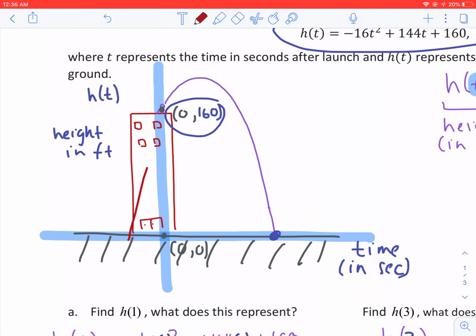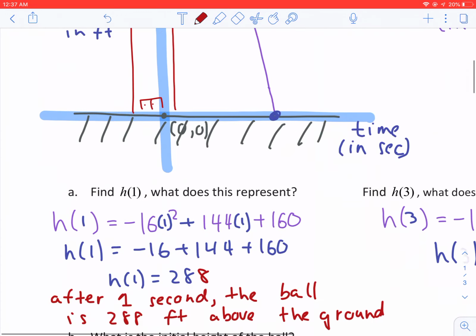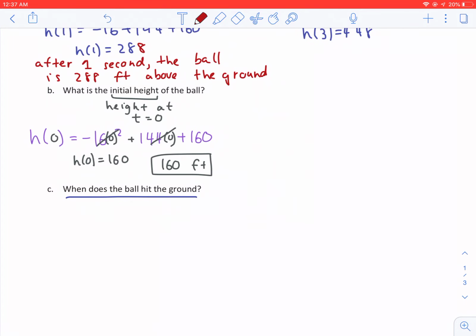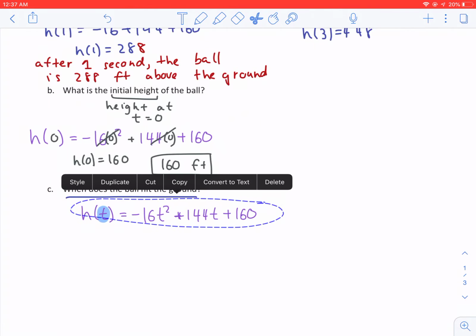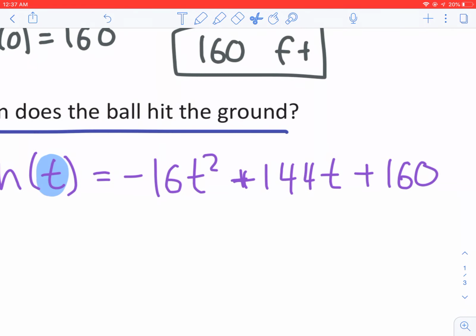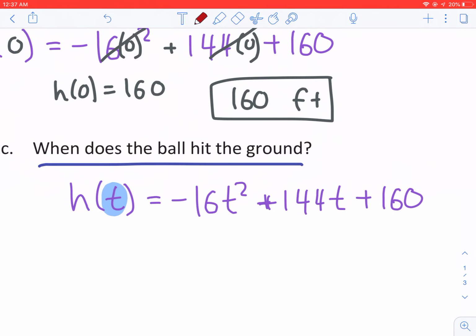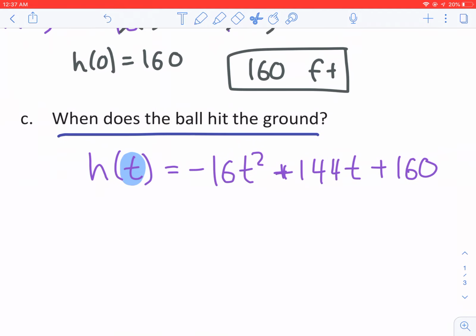So if I draw in the rest of the parabola, aren't we just finding the x-intercepts, or the roots, or the zeros? And to do that, we should know how to do that. So when does the ball hit the ground? I am going to copy this equation one more time. And this time I don't want to plug in for t, I want to solve for t. And didn't we say when the ball hits the ground, that is when the height is 0.